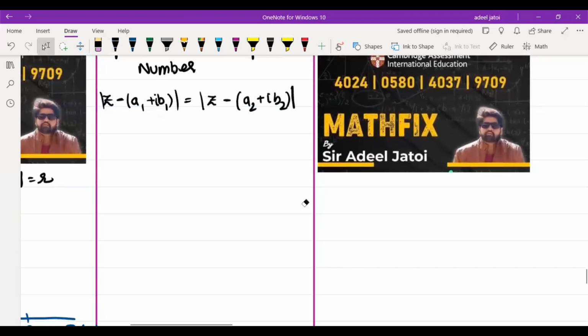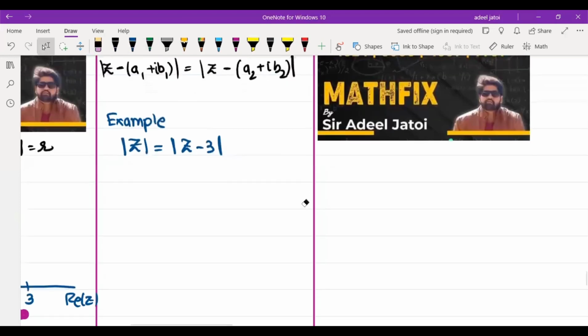Now, let's take an example. If we say that modulus of z is equal to modulus of z minus 3, what does this mean? This means that this is z minus (0 plus iota b), or 0 iota, is equal to modulus of z minus 3. Now this is your real number. Obviously your 3 will be there, but negative is here. So we write down 3 plus 0 iota.